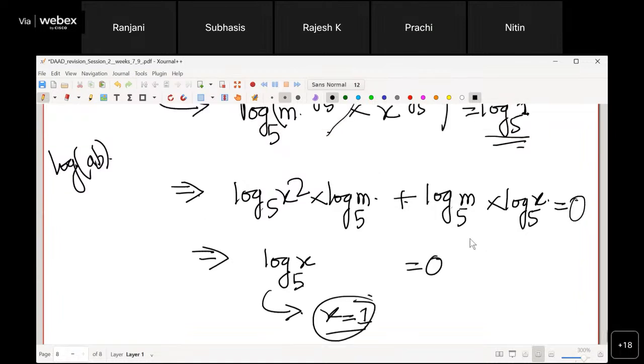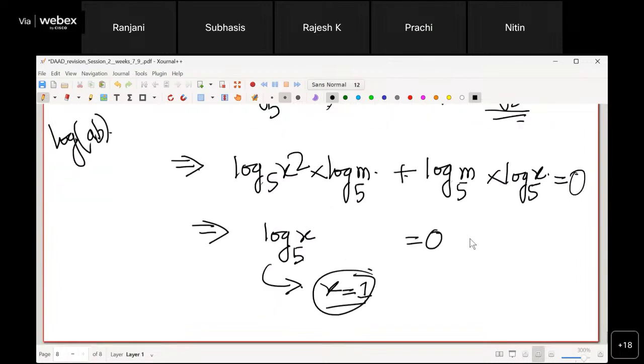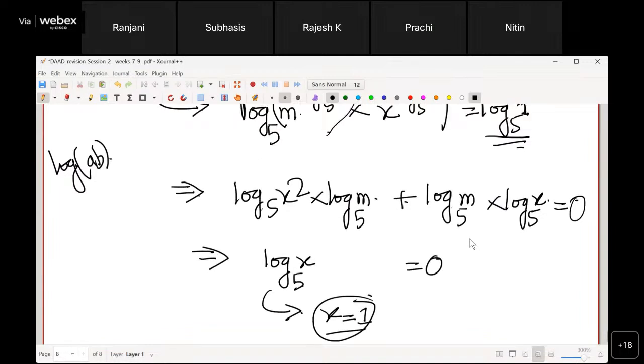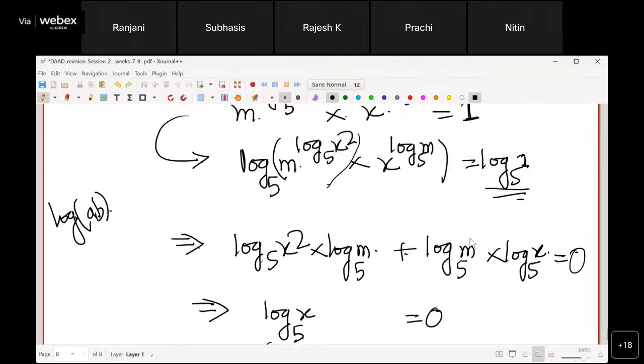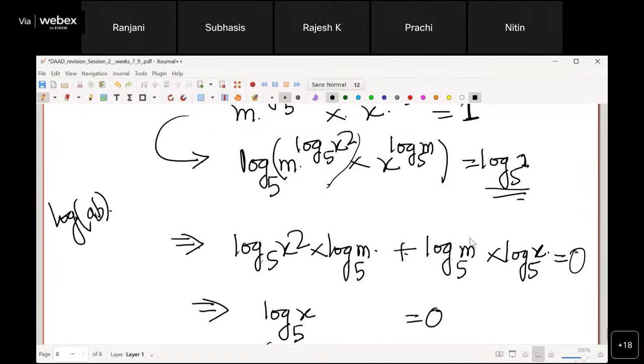One quick question. In the previous step, there was log x squared to the base 5 multiplied by log m to the base 5. So you took the 2 outside. And those are 3 terms, 3 times that. Okay, understood. Basically, I have skipped a lot of things, the properties of it. I can take this out too.